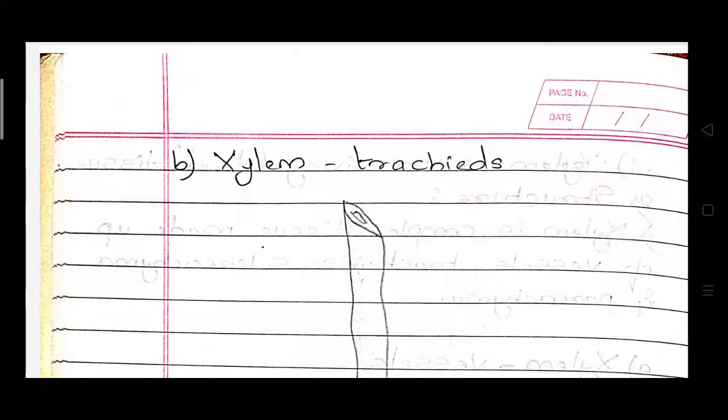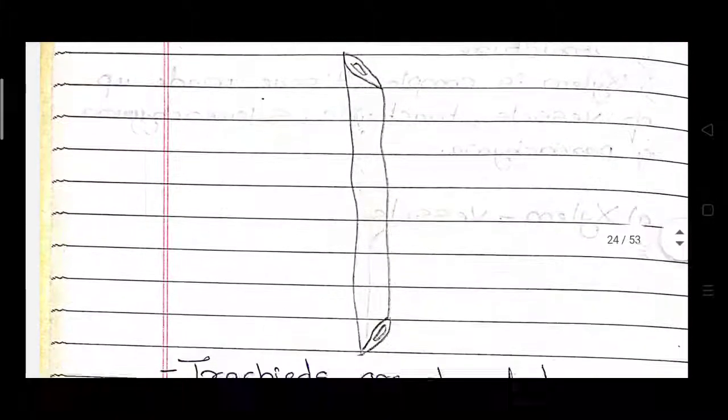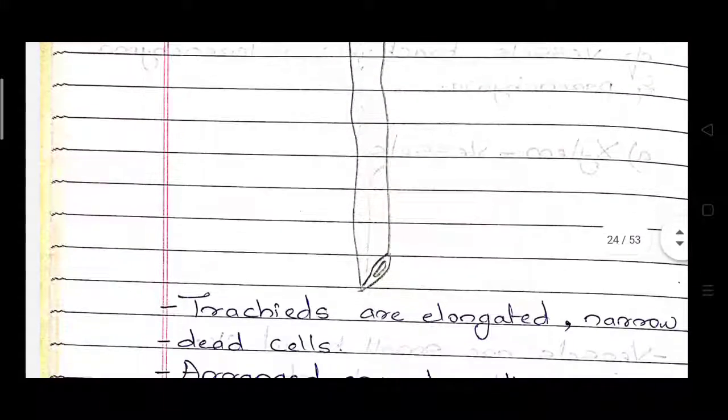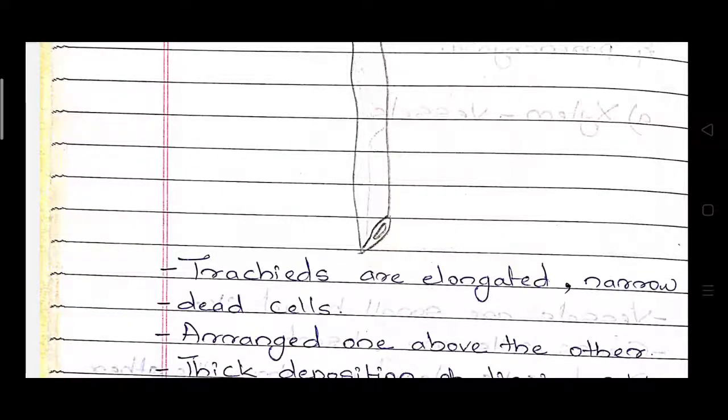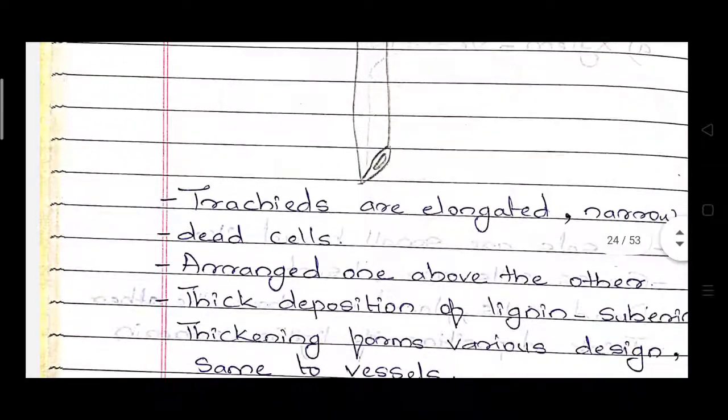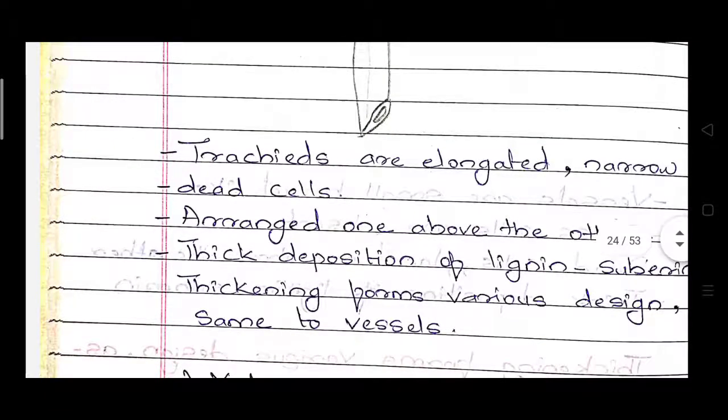So the second part of the xylem is the tracheids. This is the structure of tracheids. Tracheids are elongated and narrow in shape. They are dead cells and they are arranged one above the other. They also contain thick depositions of lignin and suberin. So the thickenings form various designs, same as the vessels.